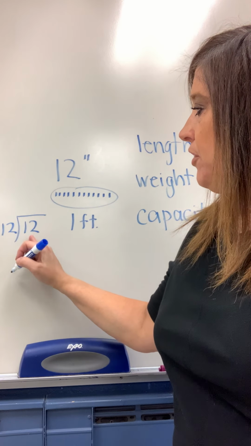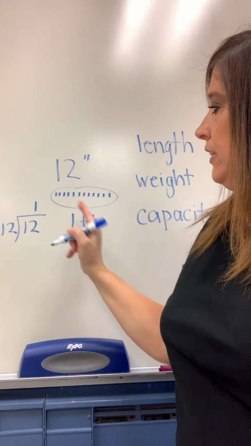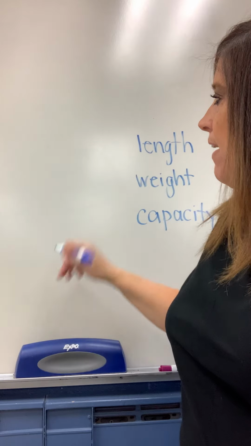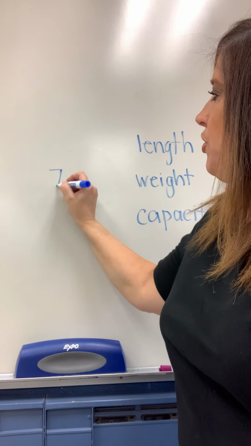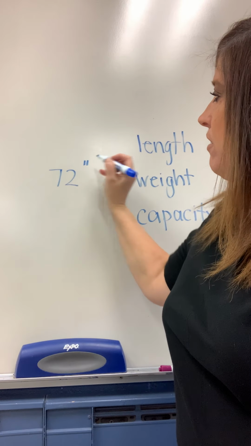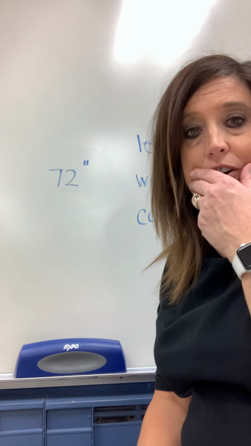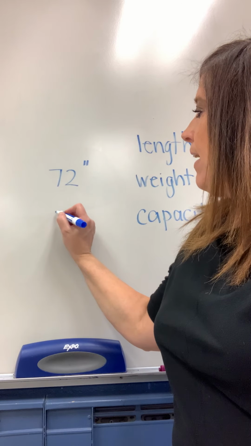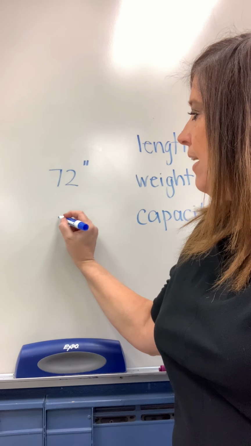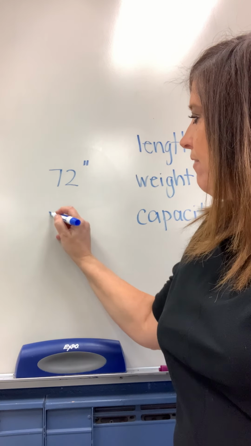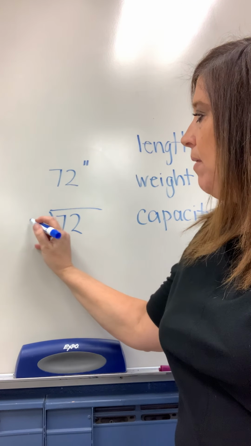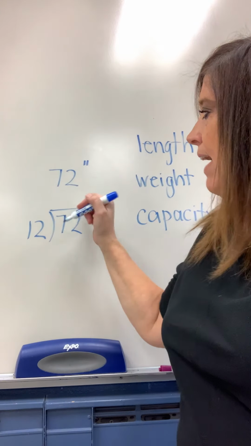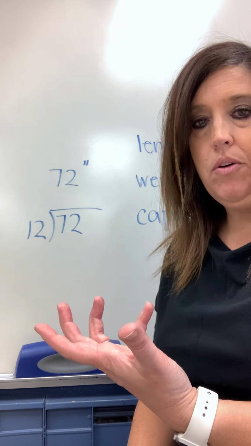So 12 goes into 12 one time. 1 would be how many feet 12 inches is equal to. Let's do another one. If I have something like 72 inches, I have a table that measures 72 inches long. Well, how many feet is that? Well, if I take the 72, that's what I'm trying to divide up, all these inches. If I take the 72 inches and divide them by the number of inches in 1 foot, that's going to tell me how many feet that's equal to.